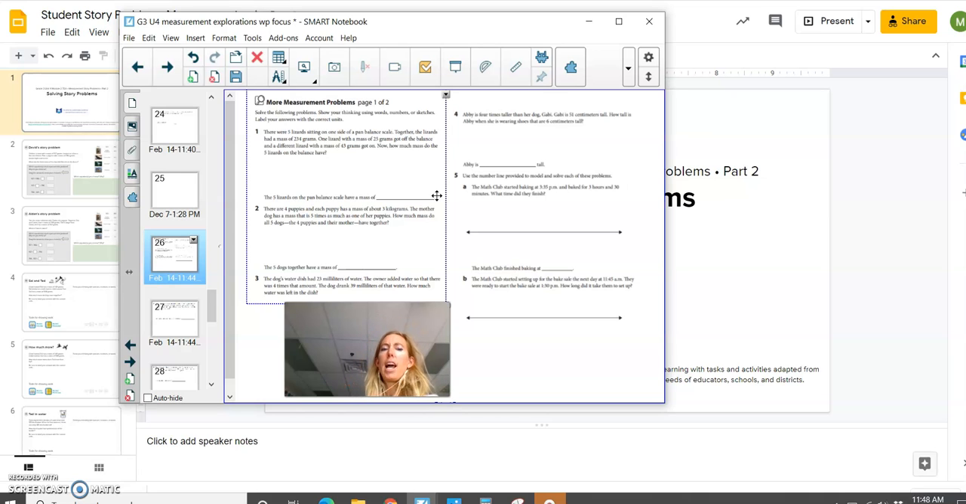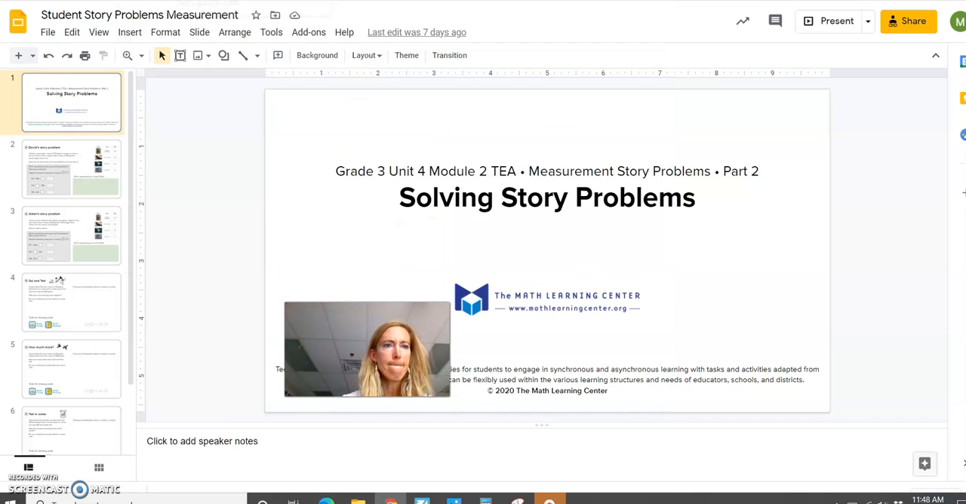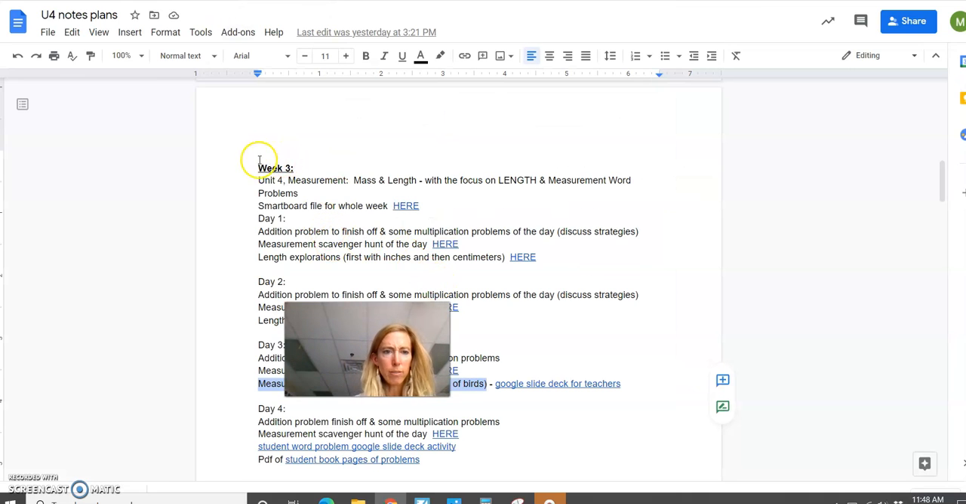making sense of what's happening and letting all kids see that there could be more than one step to a problem. So even if you think a kid is not going to be able to do this on their own, well, do it together then, and at least let them have that experience of a multi-step problem. So that is the notes for week number 3 on focusing on mass, volume, and length and word problems.